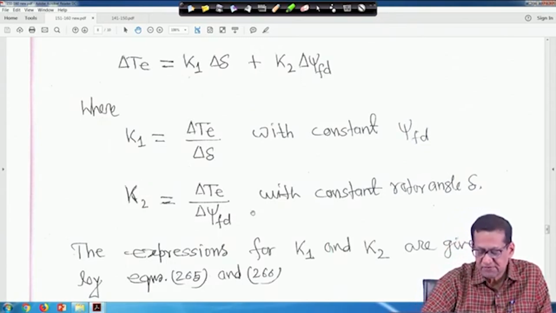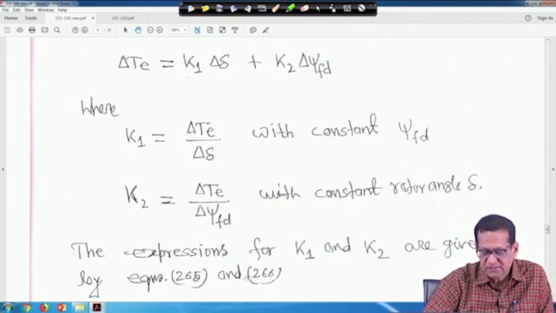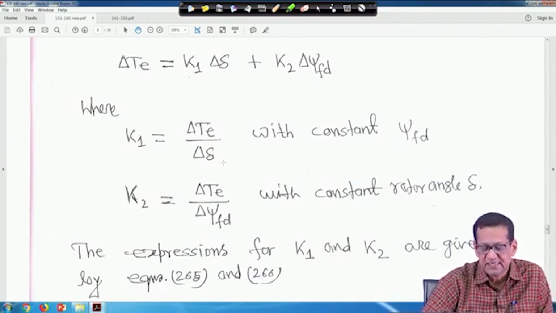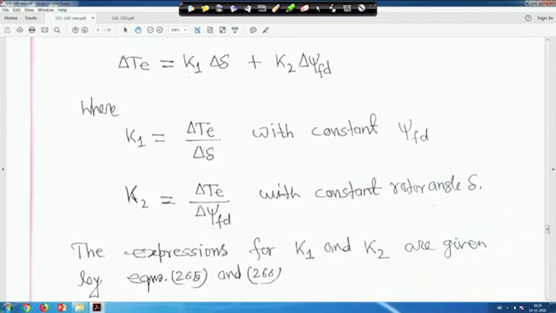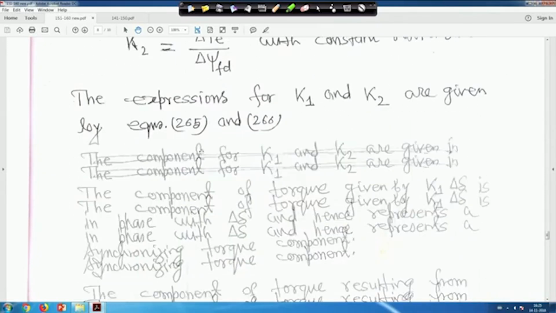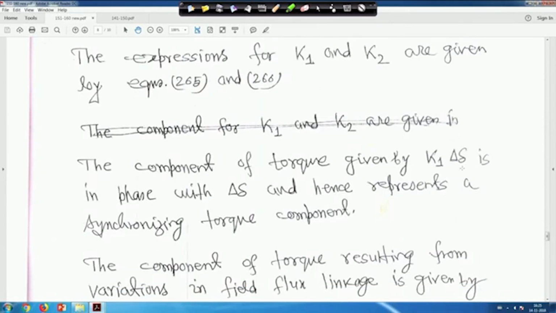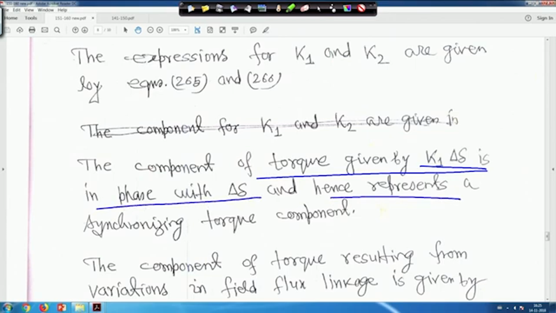Now, the expressions for K1 and K2 are already given in equations 265 and 266, right, but this is another way of determining K1 and K2. Now, the component of torque given by K1 delta delta is in phase with delta delta. This meaning we will see later. The component of torque given by K1 delta delta is in phase with delta delta and hence represents a synchronizing torque component. Why it is in phase will come after some time, and there also I will put a question to you, and you should give an answer.